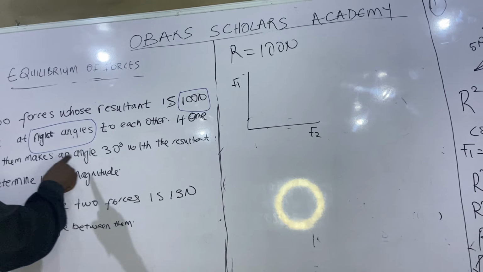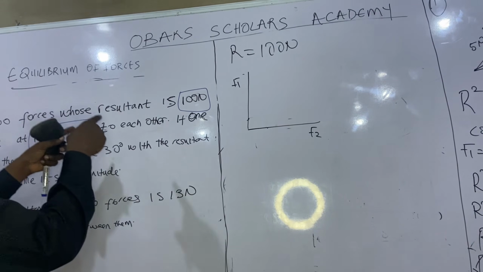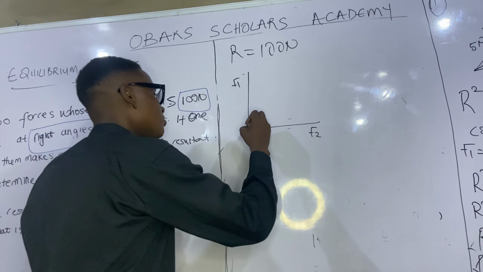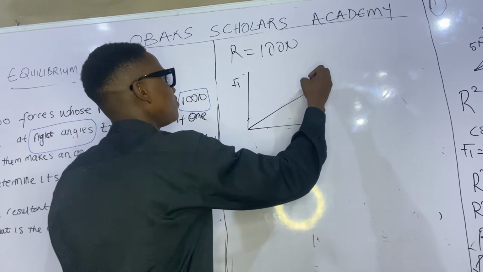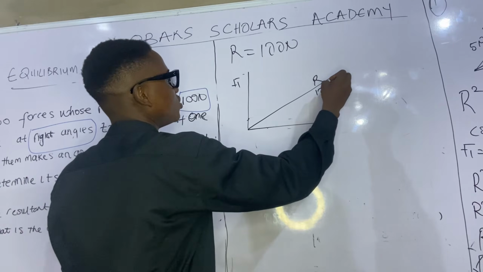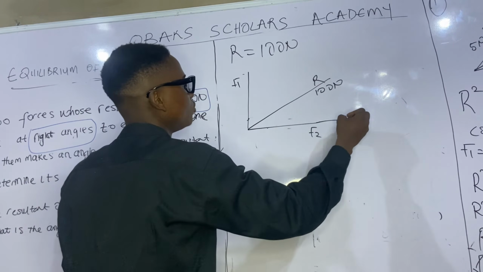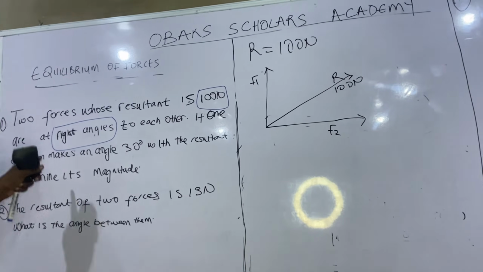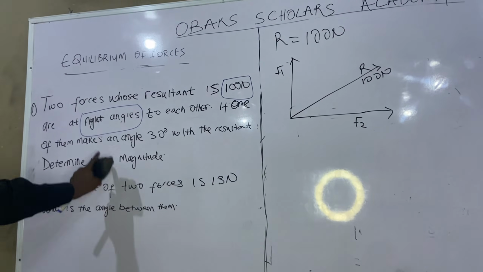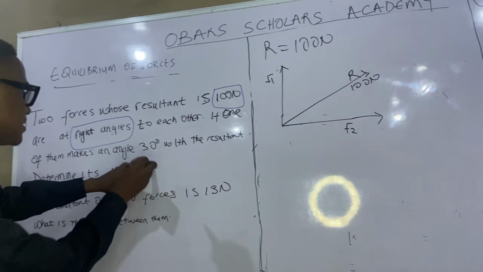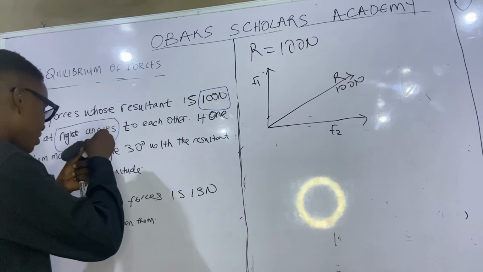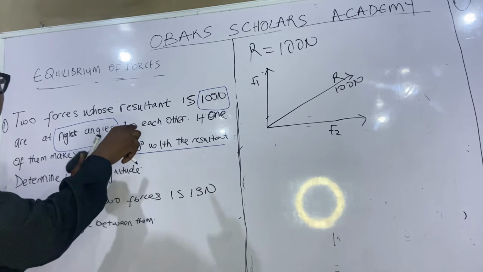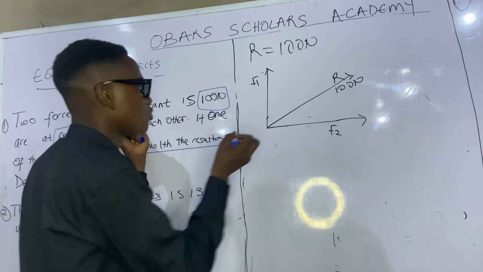If one of them makes an angle 30 degrees with the resultant, that means the resultant will be drawn from this point, and R is 100 Newton. Then put the arrow. Then they say one of the two forces makes an angle 30 with the resultant. So this is the angle 30.